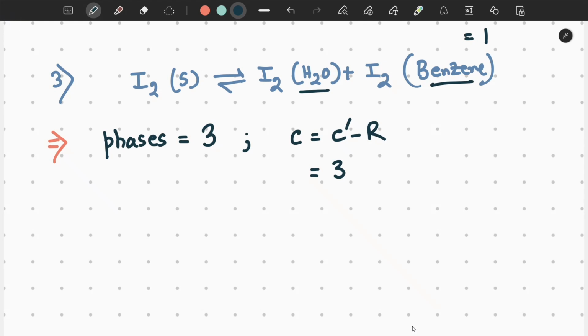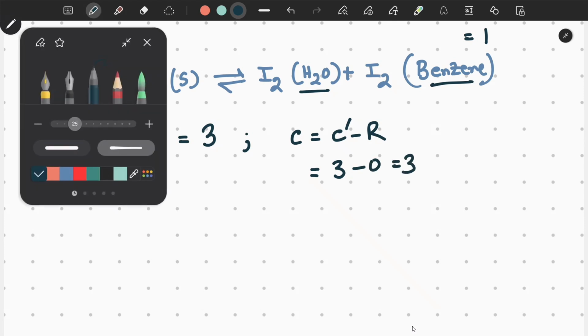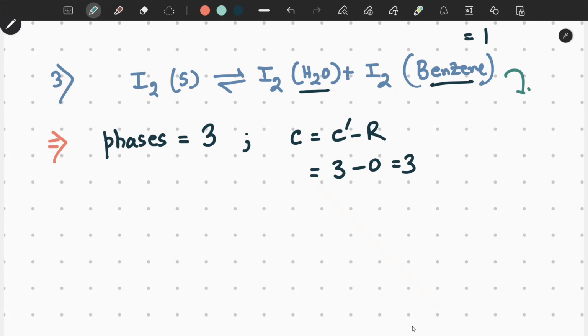And what is the restriction? How many restrictions are there? 1? No. Here is no restriction. Here is an equilibrium sign, that's why it's important. It's called pseudo equilibrium. How can there be equilibrium between the same substance? You have studied equilibrium. Is it a chemical equilibrium?